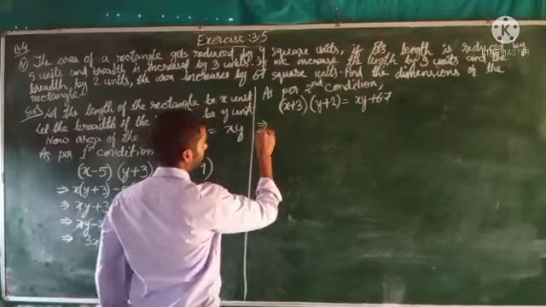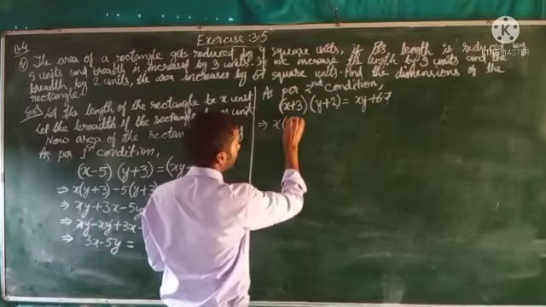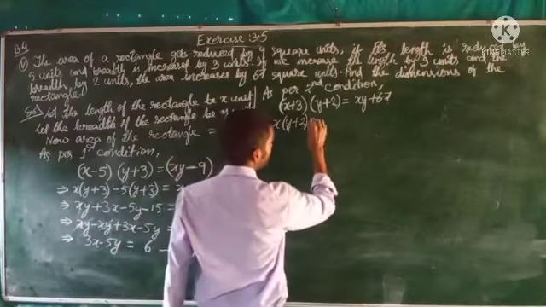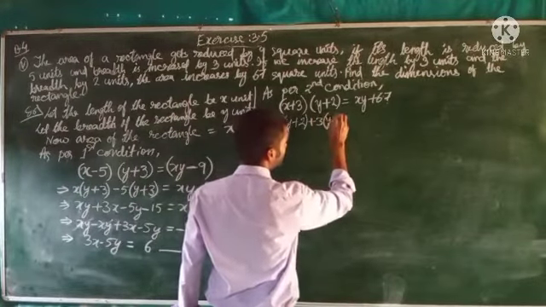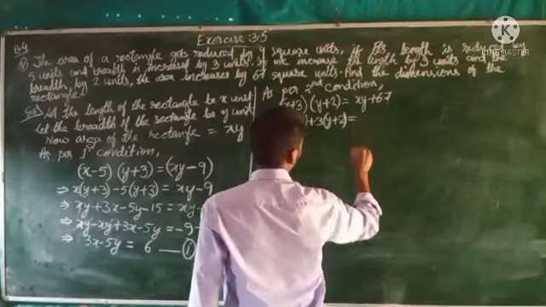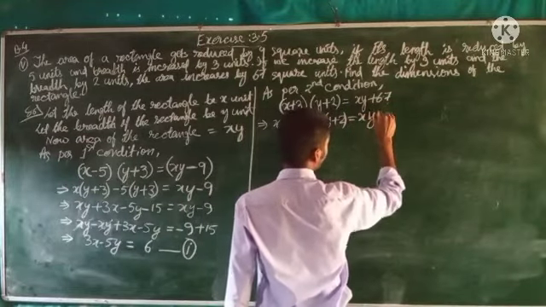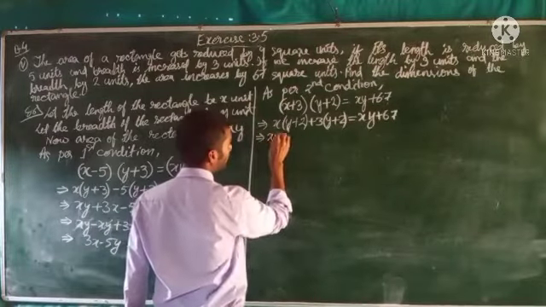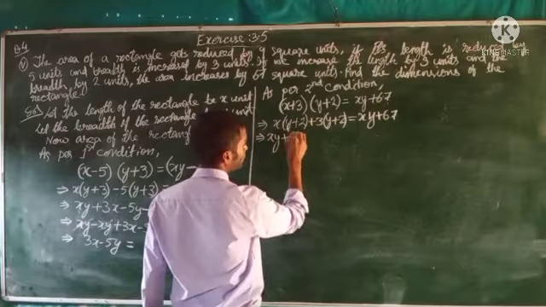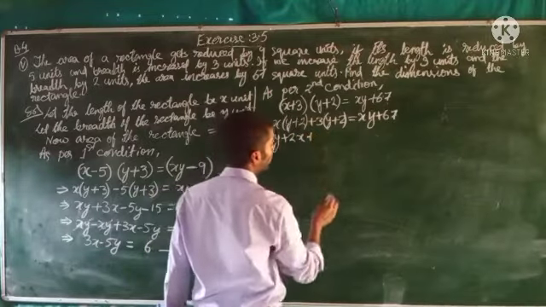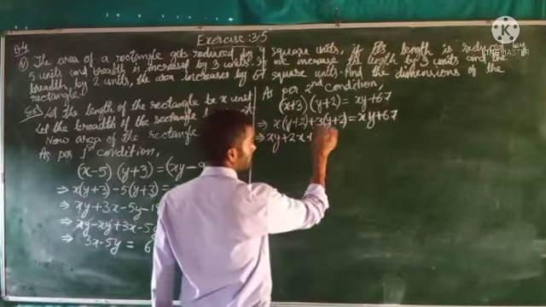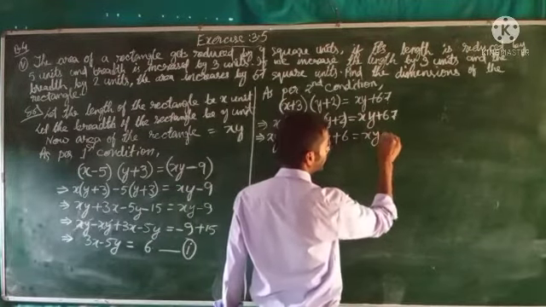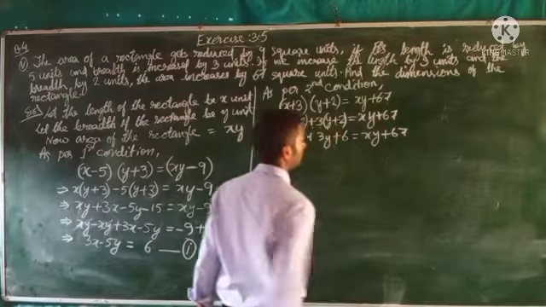Now we'll do the same thing, that is x into y plus 2 and again plus 3 into y plus 2 is equal to xy plus 67. So let us remove the bracket. x into y, xy, plus x into 2, 2x, plus 3 into y, 3y, plus 3 into 2, 6 is equal to xy plus 67.